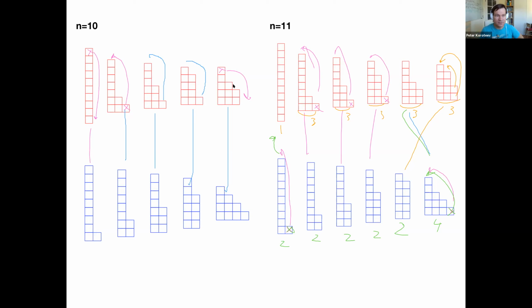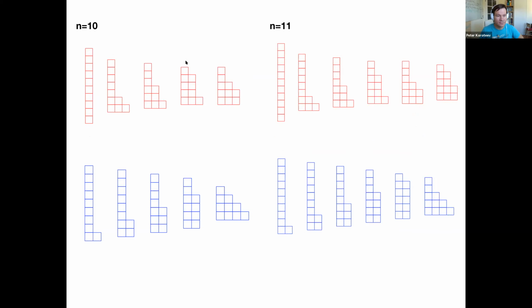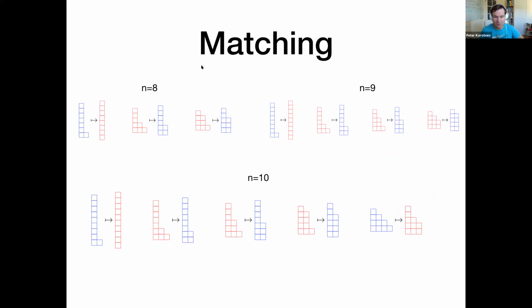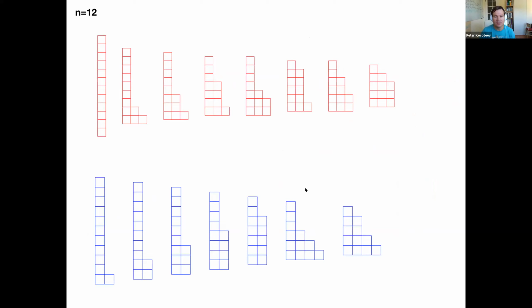So it works for 10, it works for 11. This is the algorithm, so it should work for the others too: 8, 9, 10, 11. The rules are pretty straightforward. And here's 12. Try to match this with 12. Try to draw arrows. Let's see what's going on with 12. How many reds, how many blues do we have? Do we have a match or not?